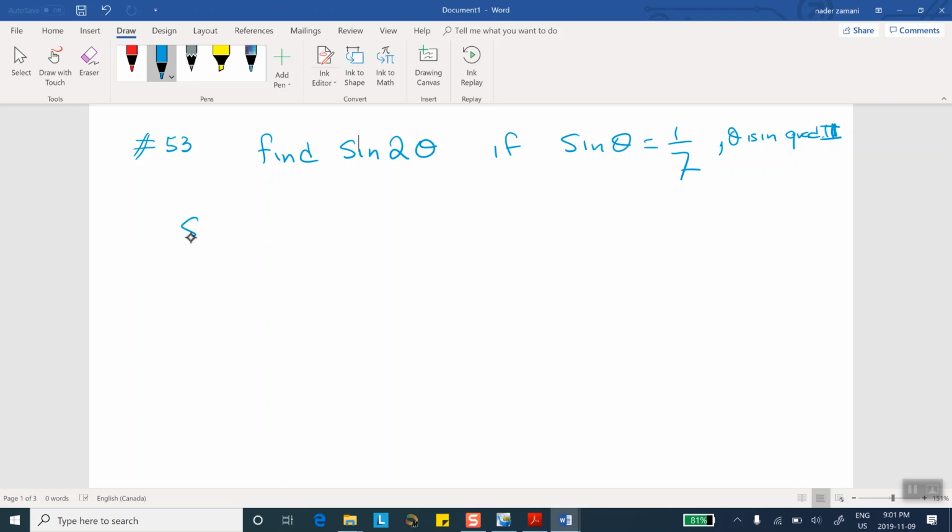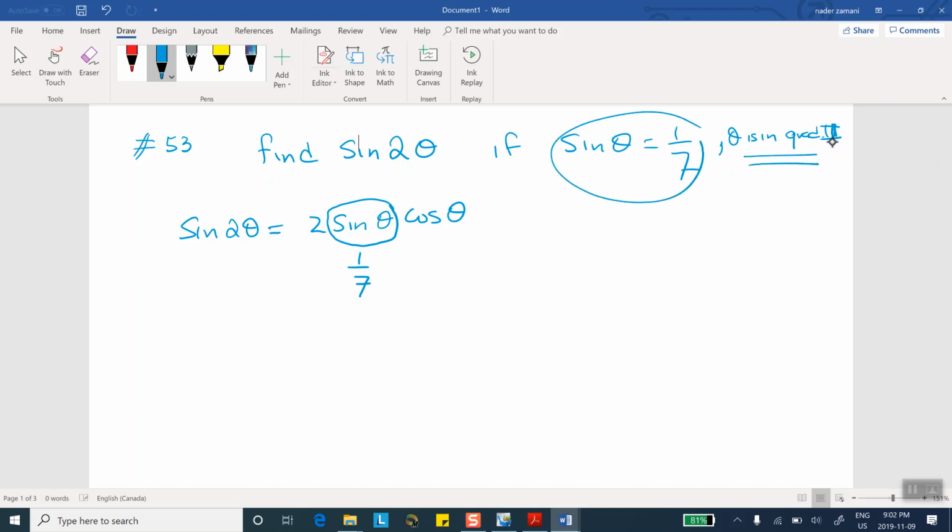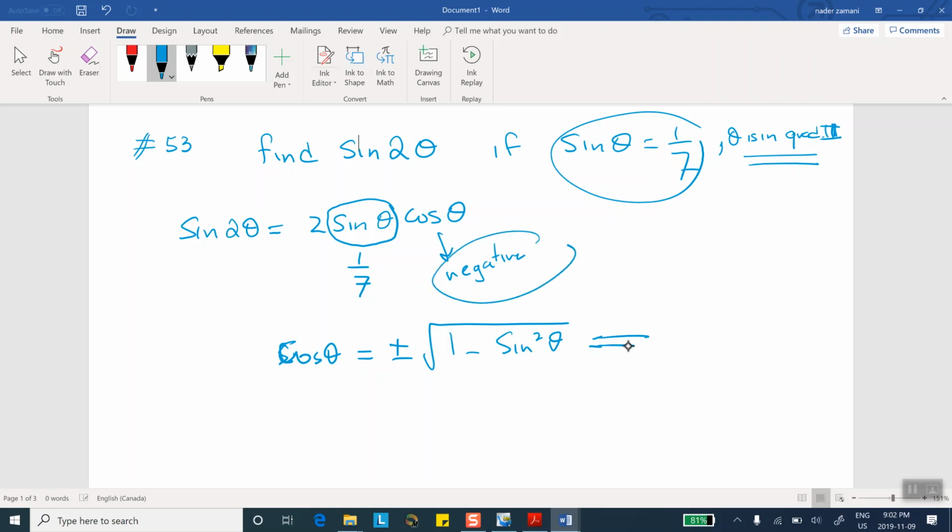Well, first of all, sine of 2 theta, the thing that we want, is 2 sine theta cos theta. So there is no problem with that guy. That guy is 1 over 7 because it's given to us. However, if theta is in quadrant 2, the cosine is a negative value. So when I calculate the value of cosine, make sure you pick the negative value. So cosine of theta, remember, is plus or minus square root of 1 minus sine squared theta. But you have to pick the negative value.